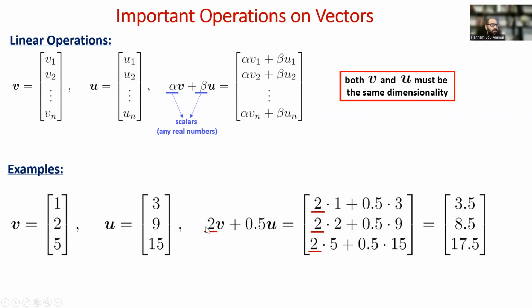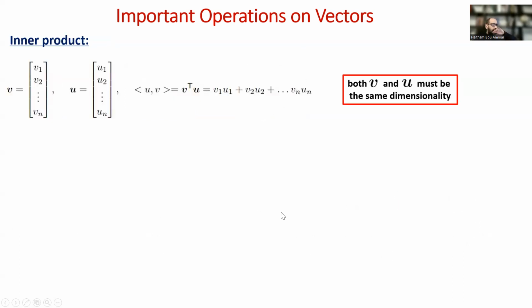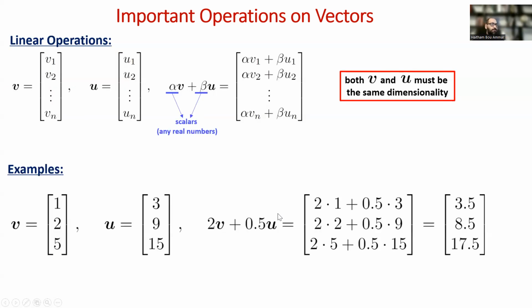So here, to repeat, we take 2 multiplied by the vector v, right? So that's 2 times 1, 2 times 2, 2 times 5. We take 0.5 multiplied by the vector u, and then we add them together. Okay, so that's one operation we could do between two vectors.